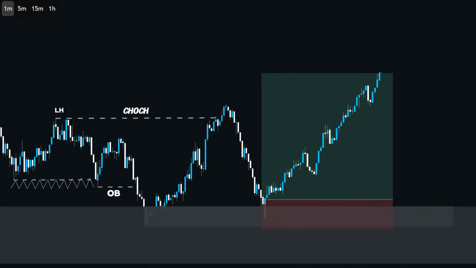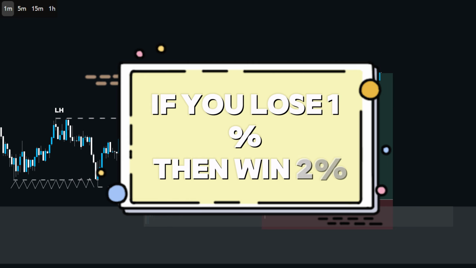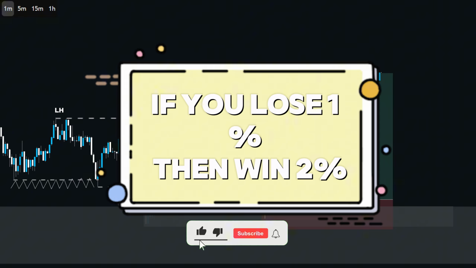This is the reality of trading. You might lose 1%, then win 2%, ending up positive overall. It's not about how many wins or losses you have, it's about keeping losses small and wins bigger. If you have small capital, get funded. Bigger accounts make bigger profits with the same strategy.